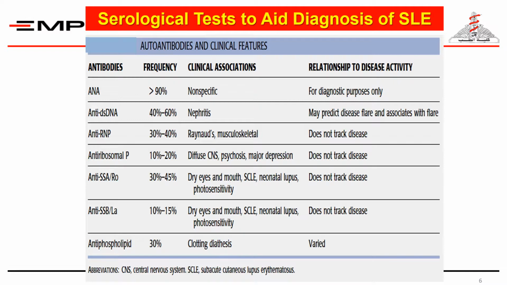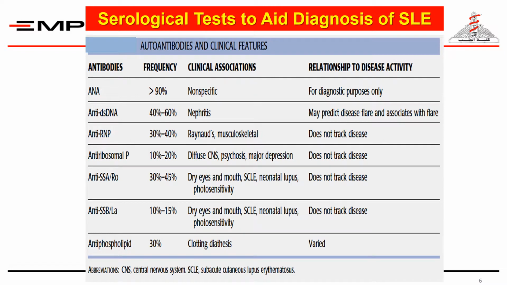Anti-RNP is present in 30 to 40% of cases and associated with Raynaud's and musculoskeletal manifestations. Anti-ribosomal P antibody is present in some cases, up to 10 to 20%, and associated with CNS psychosis or major depressive illness in lupus patients.